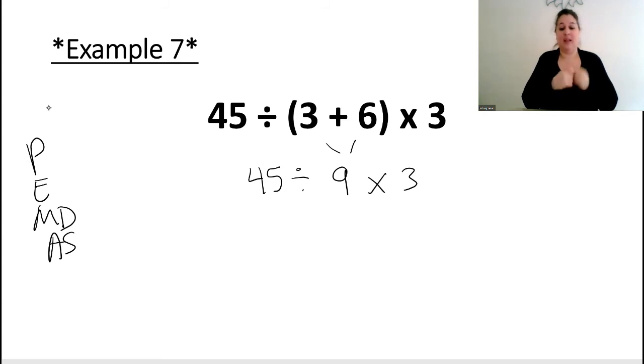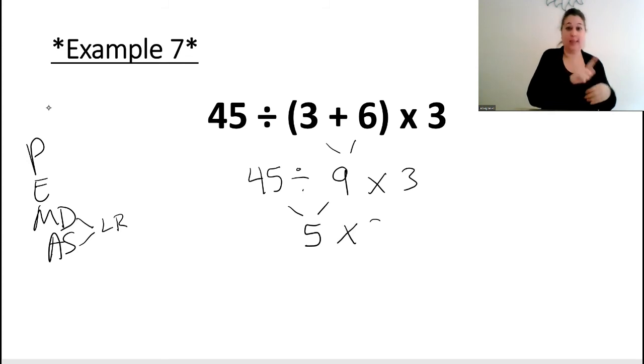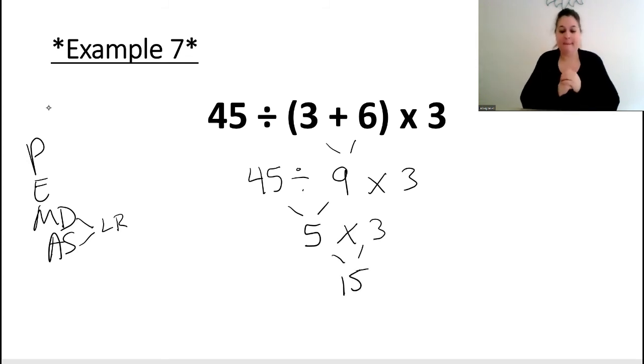Okay, now I'm going to ask myself, do I see any parentheses anymore? Nope. Do I see any exponents? Nope. Do we see any multiplication or division? Yes, there's division and multiplication, but we got to go left to right. Well, I should say all 4: multiplication, division, addition, subtraction, those ones go left to right. So 45 divided by 9 is 5. Then bring down times 3. 5 times 3 is 15. All right, next slide.